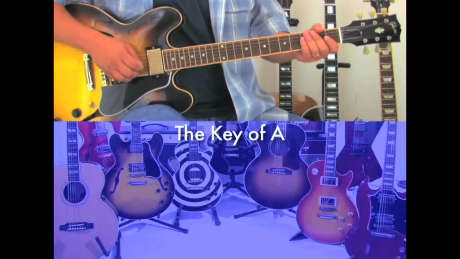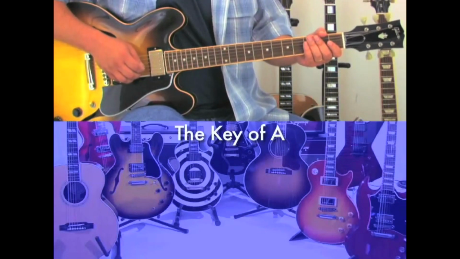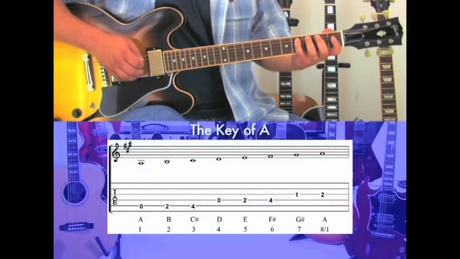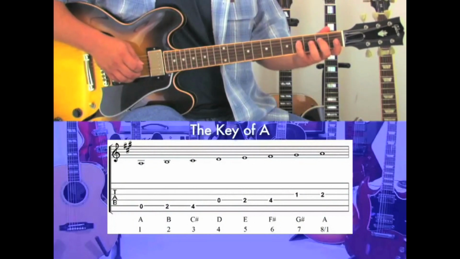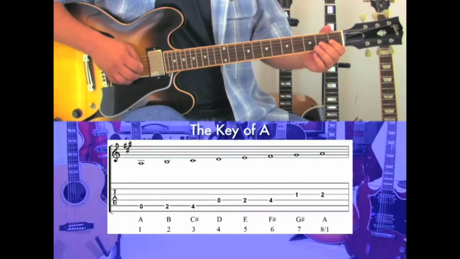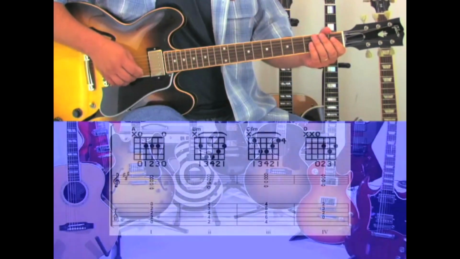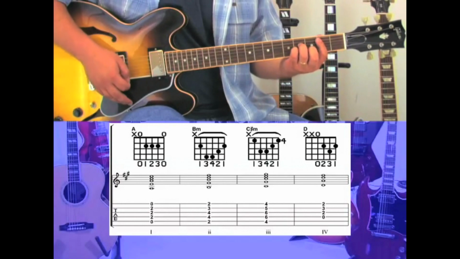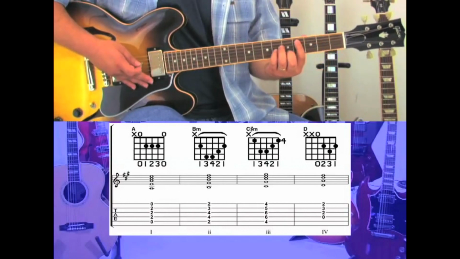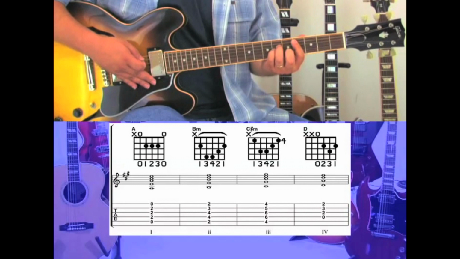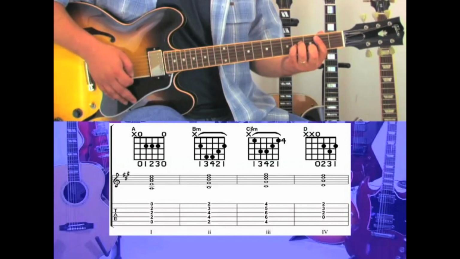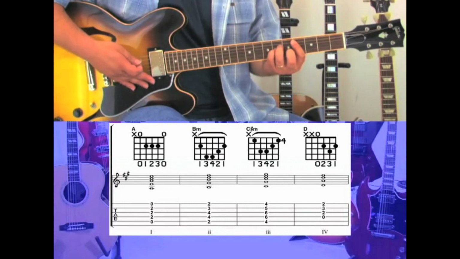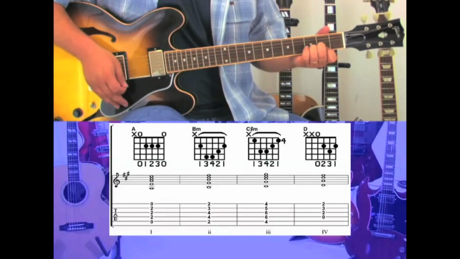The next musical key we will learn is the key of A, which consists of 3 sharp notes. The scale is A, B, C sharp, D, E, F sharp, G sharp, then back to A. The 1 chord is A major. The 2 chord is B minor. The 3 chord is C sharp minor, which is identical to the B minor chord, but played 2 frets up. The 4 chord is D.